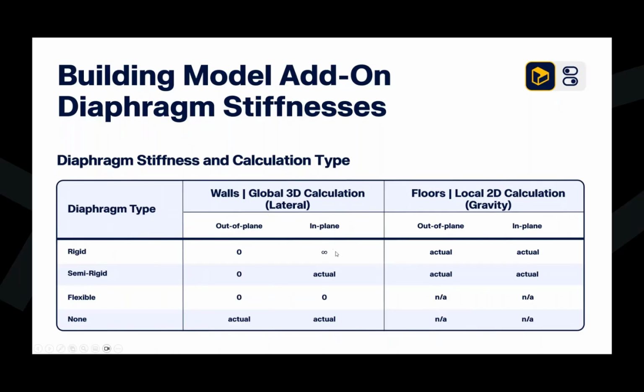For rigid, we'll use an infinitely rigid stiffness in the in-plane direction. The out-of-plane will be set to 0. Semi-rigid, out-of-plane is also set to 0, but the in-plane is set to the actual stiffness. Now, when we use a flexible diaphragm or we don't define any diaphragm at all, we are going to carry out just one analysis calculation like we would with a general FEA model, lateral and gravity together using the relevant stiffnesses defined here.